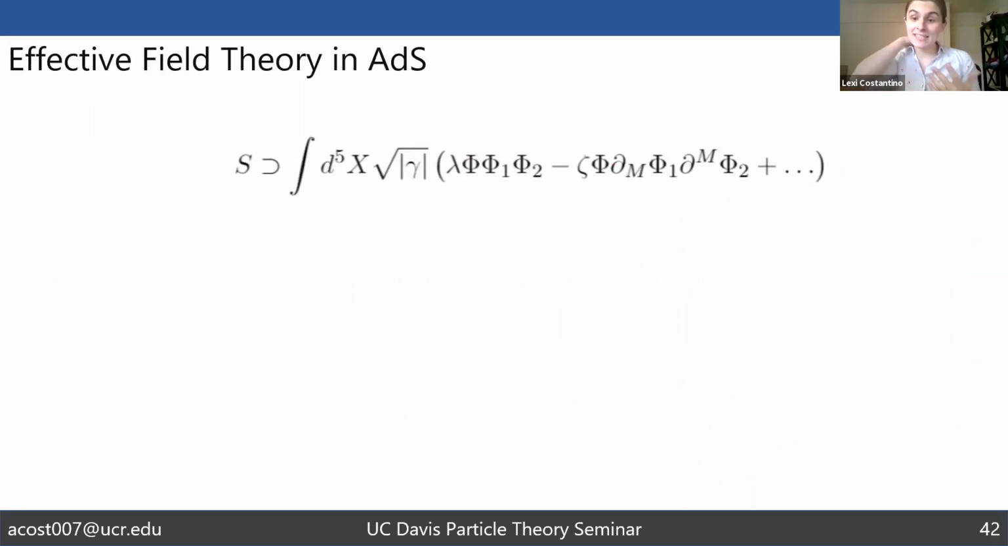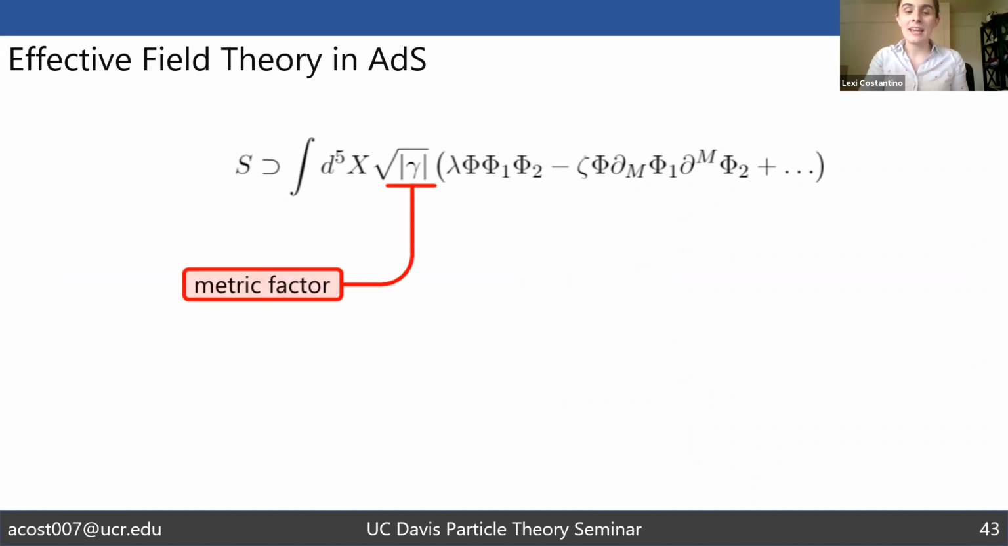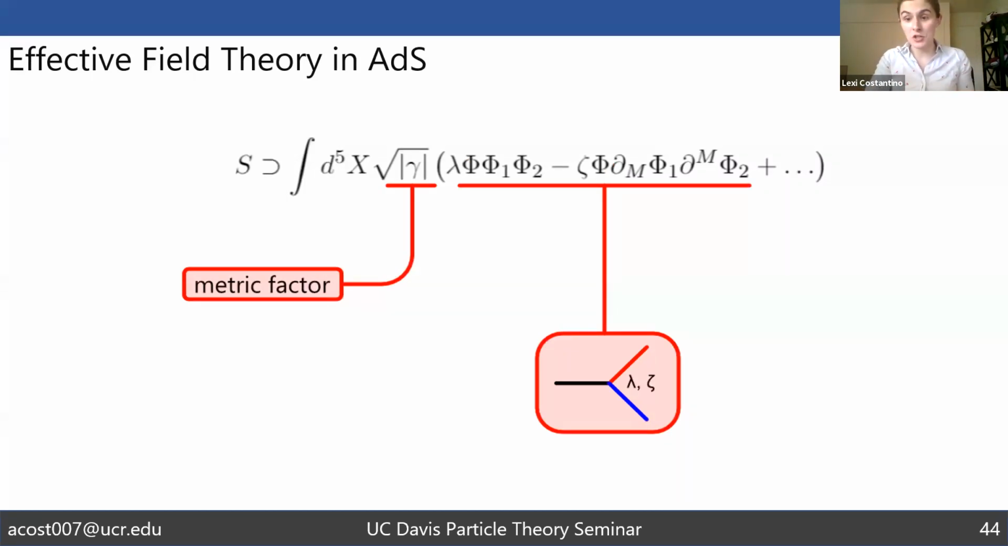So to be semi-general, we want to consider a scalar field in AdS that has various cubic interactions. So we have a standard cubic interaction and a higher derivative cubic interaction. We won't be considering 4-point vertices or higher, but we want to see what happens with these higher dimension operators as well, some of them. So this gamma in front, have no fear, is just the metric factors that I mentioned earlier. In particular, this is the square root of the determinant of the metric, but just don't mind it at all.